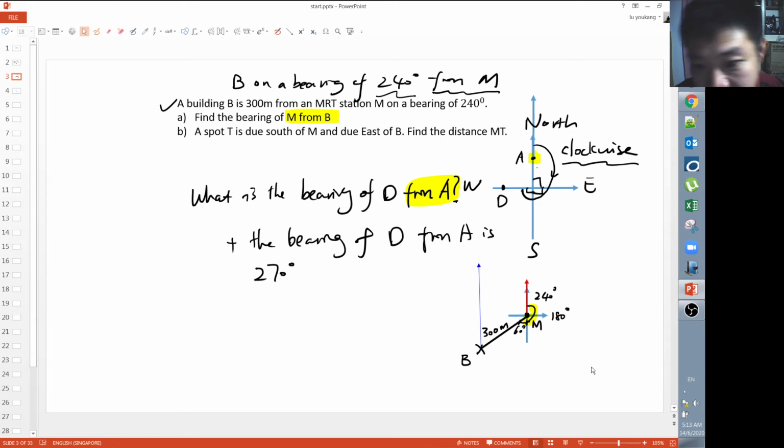Okay. So once I have extended it, from B I draw a line to the north. So this will be the line, and then where's my M? Okay, my M is right here. So that means I go clockwise from this north, and I stop here. So what is this angle? You can find out this angle. That is the bearing of M from B.